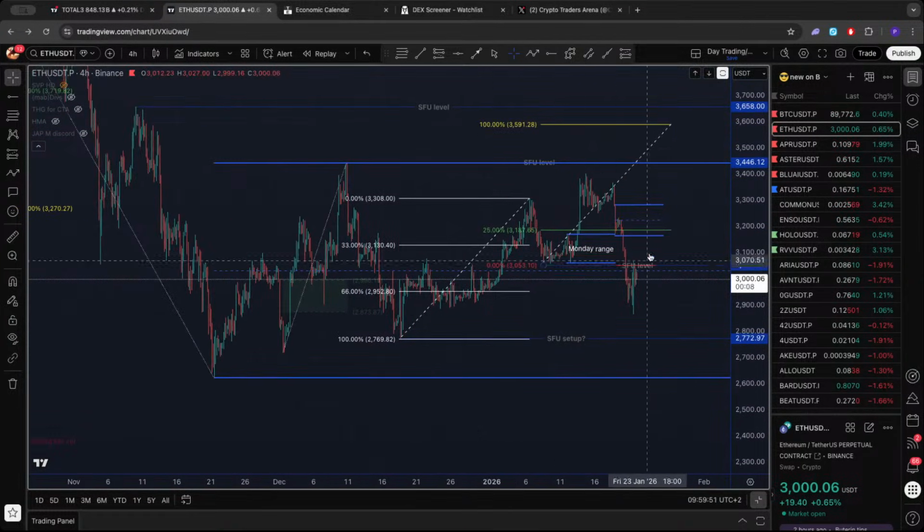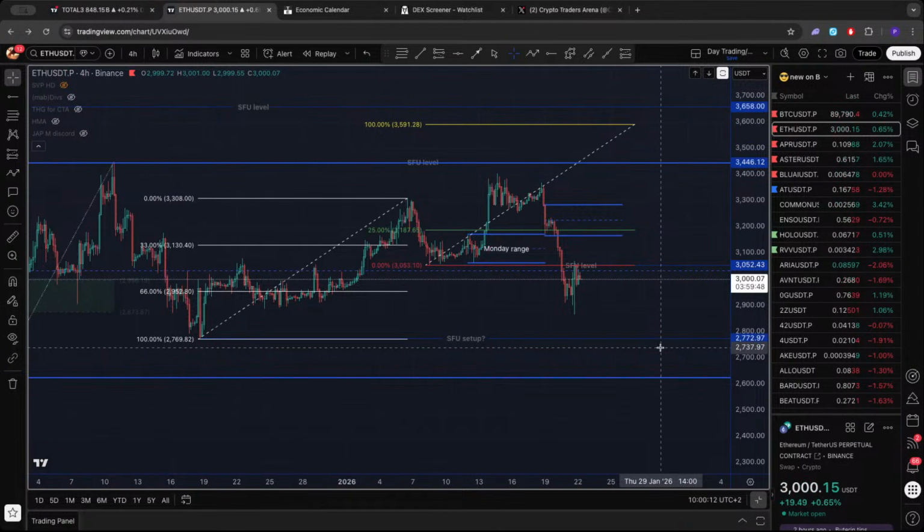If we accept lower, this is getting into the lower part of the range. The lower, the better. I'll be more than happy to attempt a long setup here at the SFU level. I'll be more than happy to play long at the range low, another SFU level. Here in the middle of the range and potential diamond pattern, no, thank you. I'll wait.